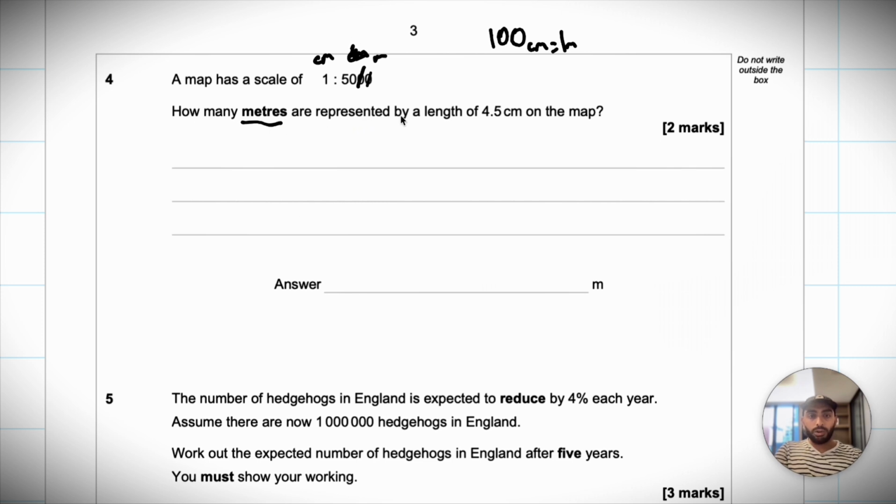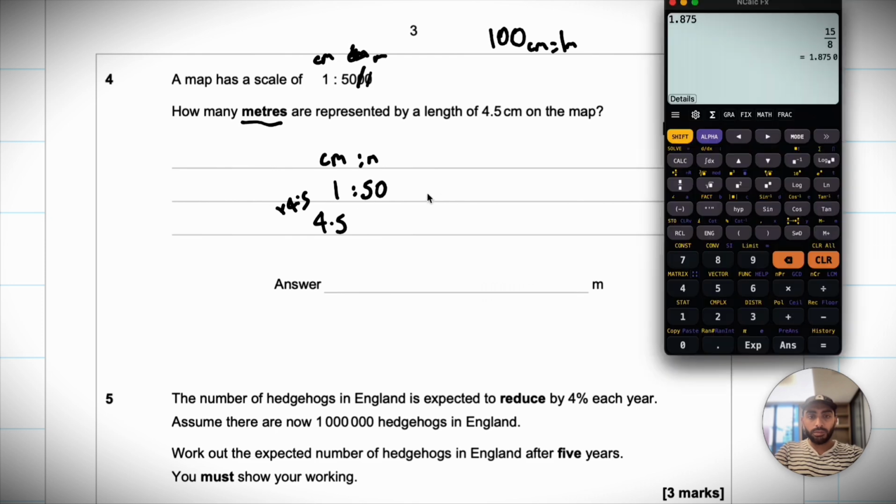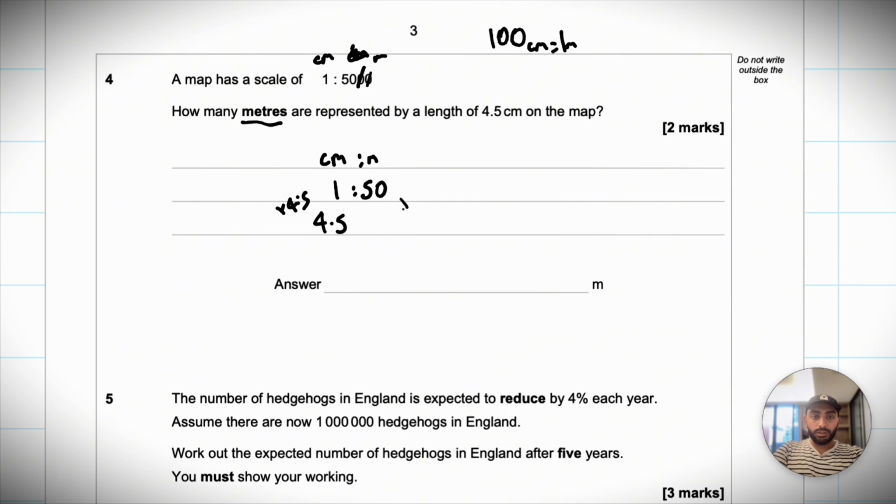How many meters are represented by a length of 4.5 centimeters on the map? So the ratio of centimeters to meters is 1 centimeter for every 50 meters, and we want to try and find out what 4.5 centimeters are. On the left hand side, we've multiplied by 4.5, so we'll do the same thing to the other side. 50 times 4.5 gives me an answer of 225. So that's 225 meters, and that's already in meters.